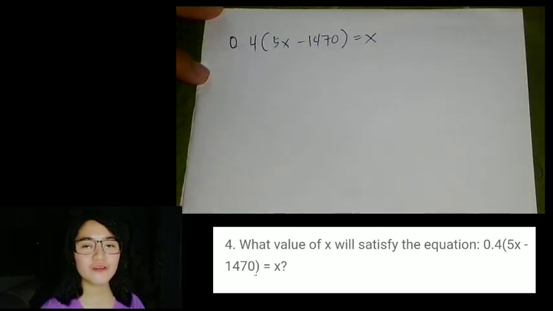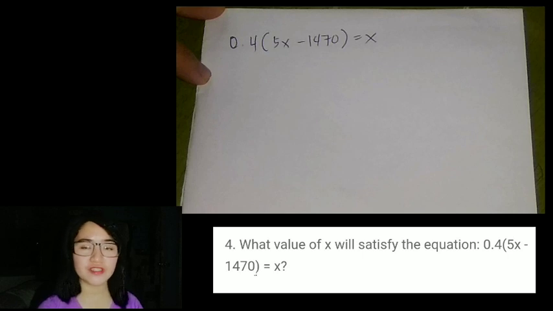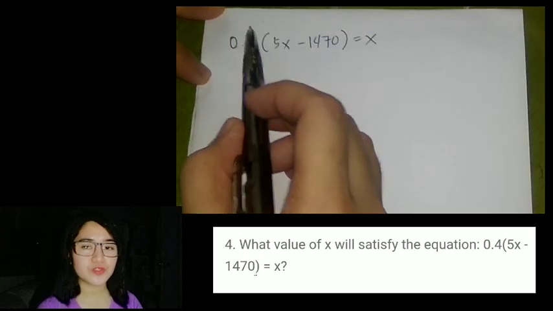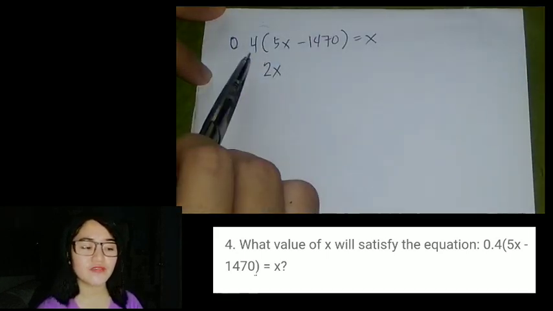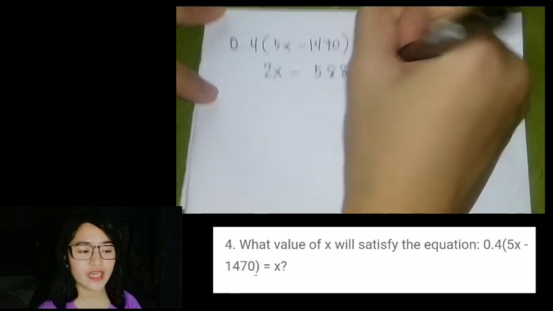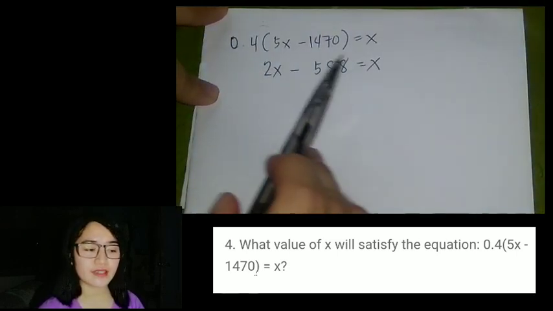Since meron pa tayong grouping symbols doon sa equation natin, kailangan ma-eliminate muna natin yon. So, mapapansin nyo, doon sa grouping symbols, meron tayong 0.4. So, ibig sabihin, multiplication yon. So, di-distribute natin yung 0.4 sa parehas na terms na nasa loob ng parentheses. So, 0.4 times 5x, that is 2x. Then, 0.4 times negative 1,470, that is negative 588. And then, equal to x.